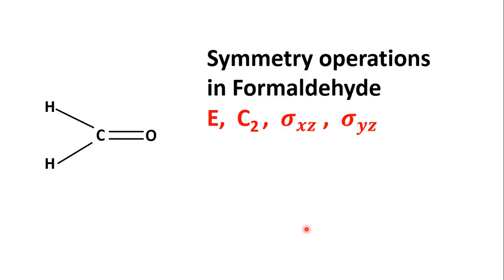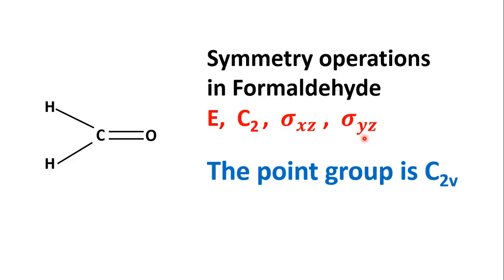The symmetry operations in formaldehyde we have seen are E, the action of doing nothing, C2, the principal axis passing through the carbonyl bond, sigma xz is a molecular plane, and sigma yz is a plane perpendicular to the molecular plane, cutting through the carbonyl bond, bisecting the two CH bonds. And these four symmetry operations constitute the point group of C2v. So formaldehyde belongs to the point group C2v.